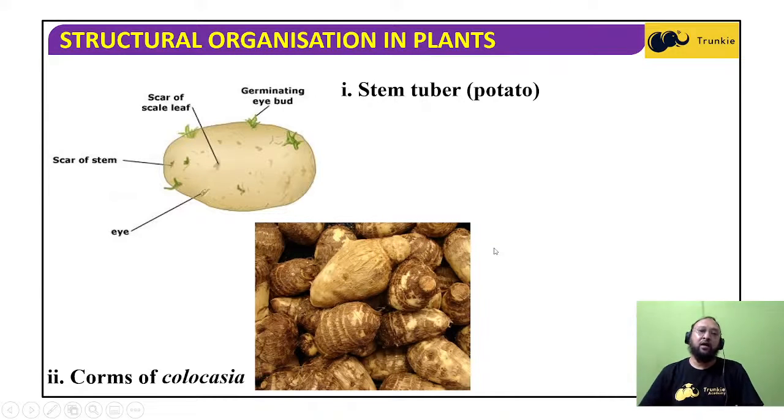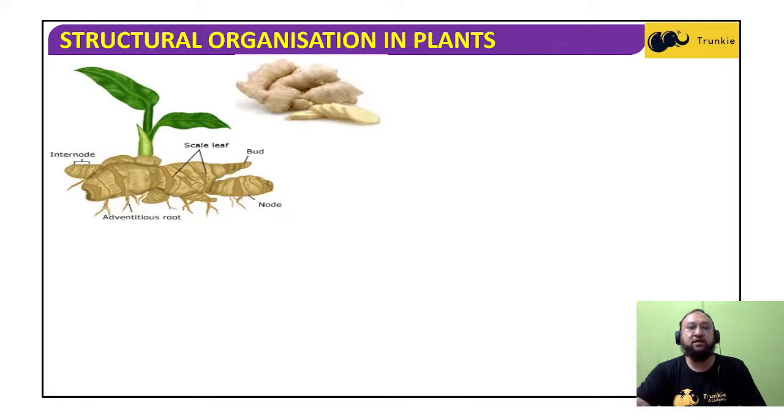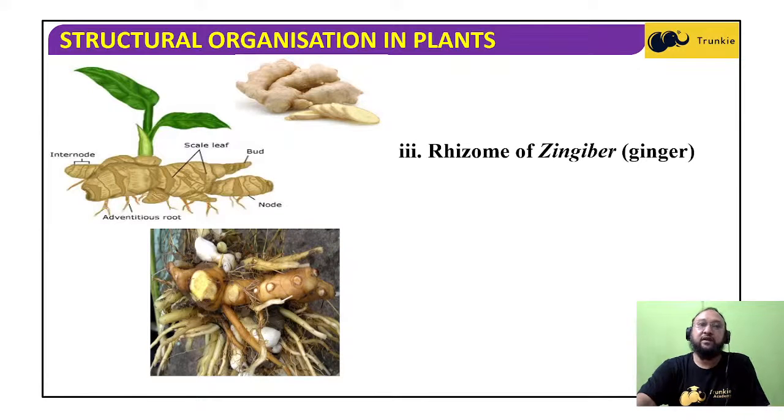Corm, like colocasia, is another example of underground stem modification. Now the third one is the rhizome, like we find in ginger, called adrak in Hindi. Ginger is a rhizome, and this is also underground stem modification. Nodes and internodes are visible here, buds and scale leaves are there, and adventitious roots are formed. The scientific name is Zingiber officinale, and the common name is ginger. So this is another example, the third type.